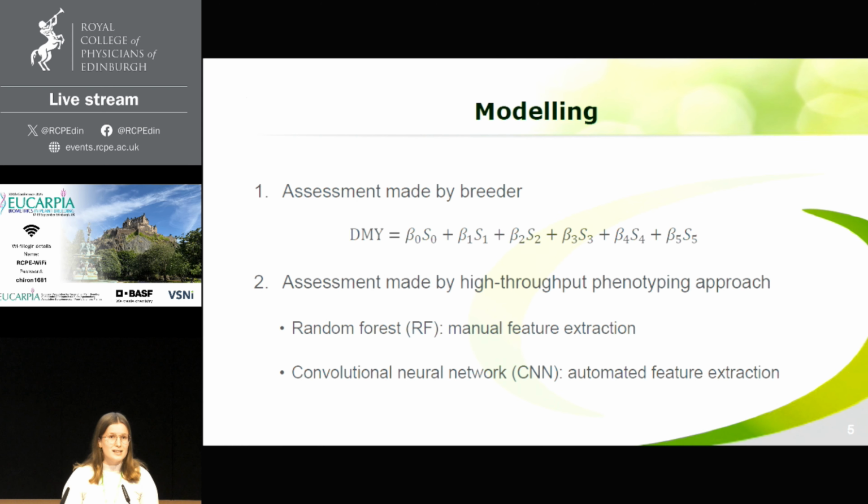To analyze this data, I created 3 models. First of all, to evaluate the assessments of the breeder, I created a simple linear model with a breeder score as a classification factor with 6 levels. Then I evaluated my high-throughput phenotyping approach, so the RGB images, with 2 different machine learning algorithms, a random forest and a convolutional neural network.